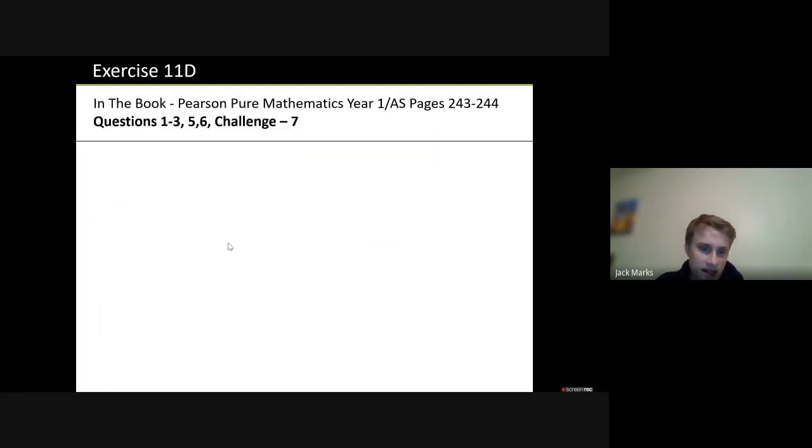That takes you up to exercise 11D. I'm going to skip the next part and come back to it finally because I think this is the most difficult. Let's talk about 11F.